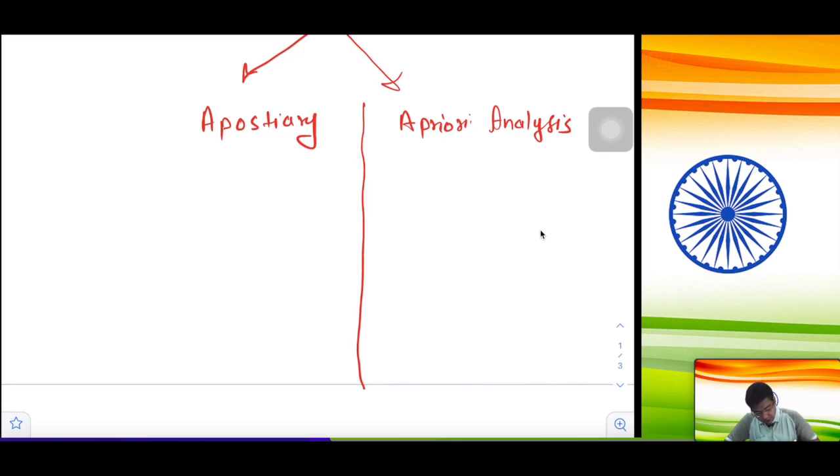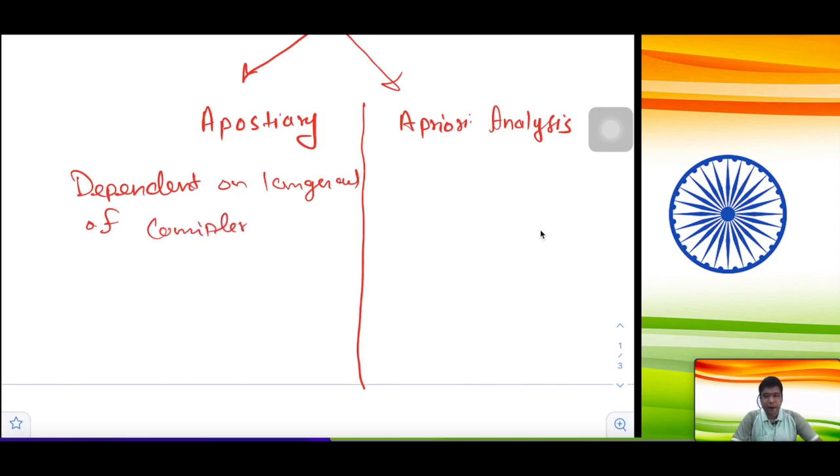It is dependent on the language of the compiler. What does that mean? It means you are using C, C++, Java or Python, and these language compilers take different times to run a program. So that is why it is dependent on the language of the compiler.